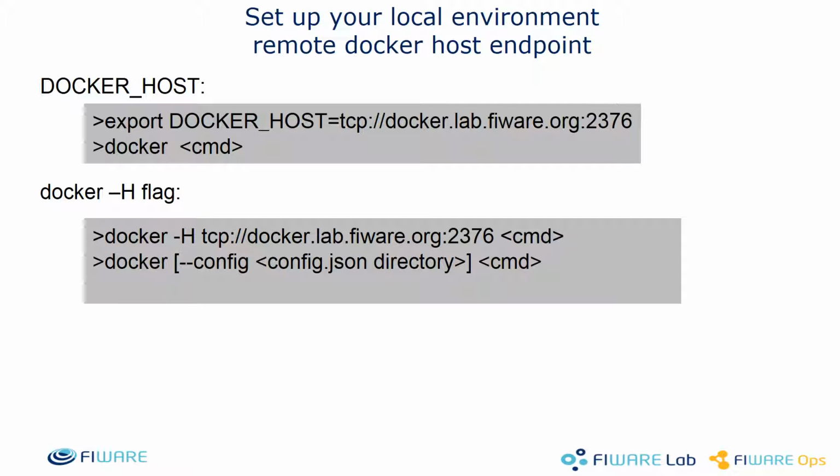Once you have received permission to use the service, you can set up your local environment so that your Docker client can transparently communicate with the service. There are two methods to tell your local Docker client to send its request to the service's URL at dockerlab.fiware.org. One way is to export the service's URL to the Docker host environment variable. The other is to reference the URL in each Docker command using the -H flag.